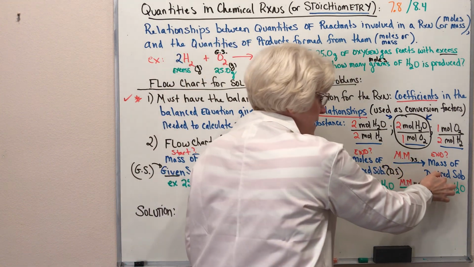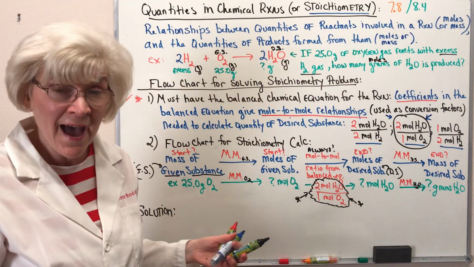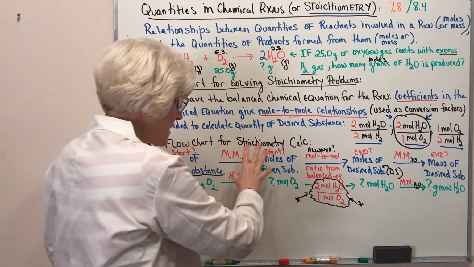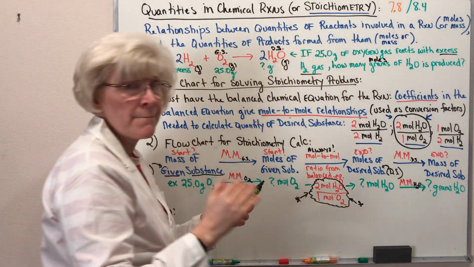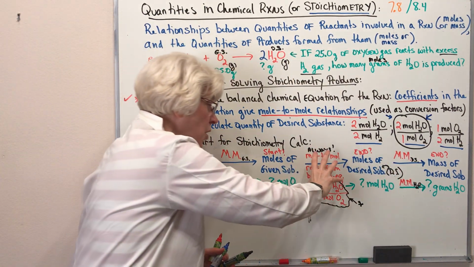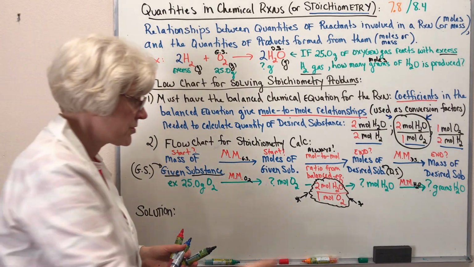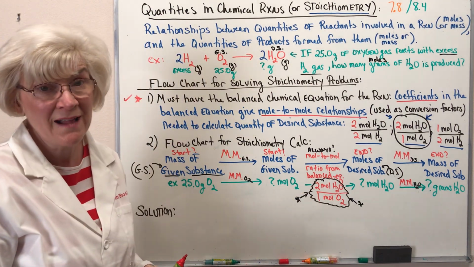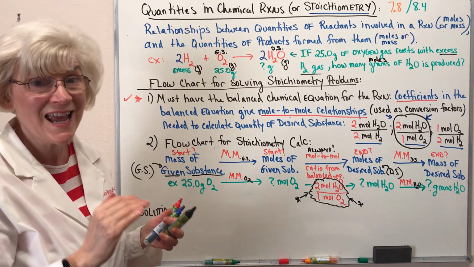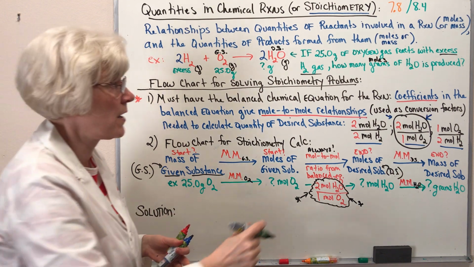Or you could be asked to solve for mass. So parts of this flow chart may not be involved, but you will always have the mole-to-mole relationship from the balanced equation that is involved in every stoichiometry problem.